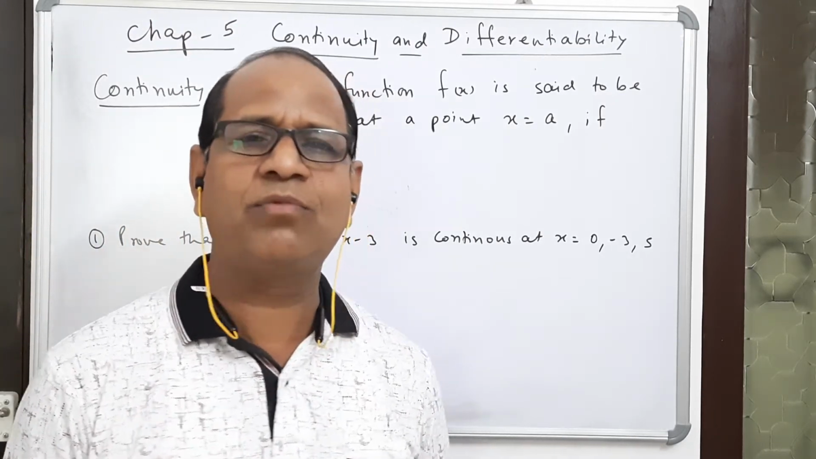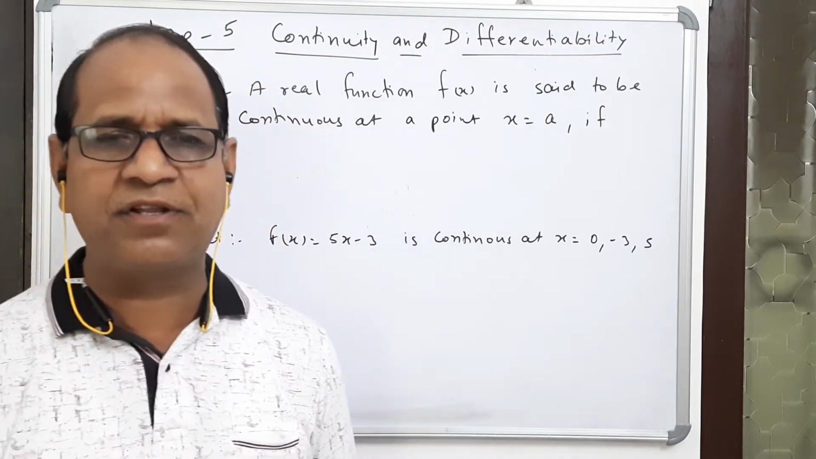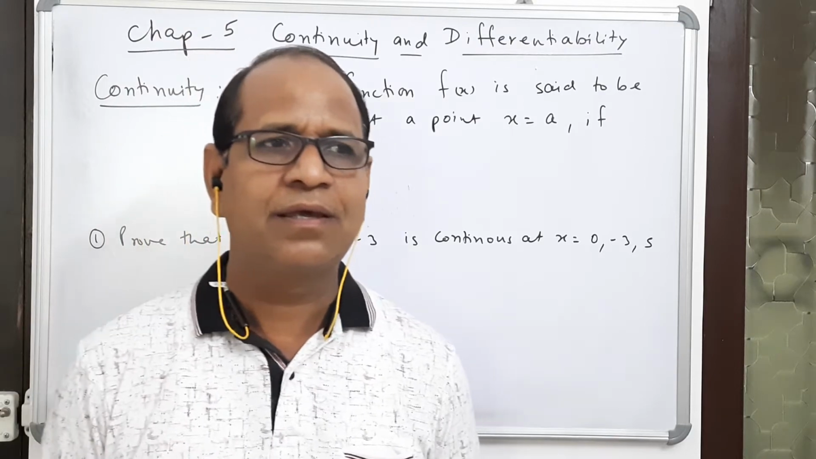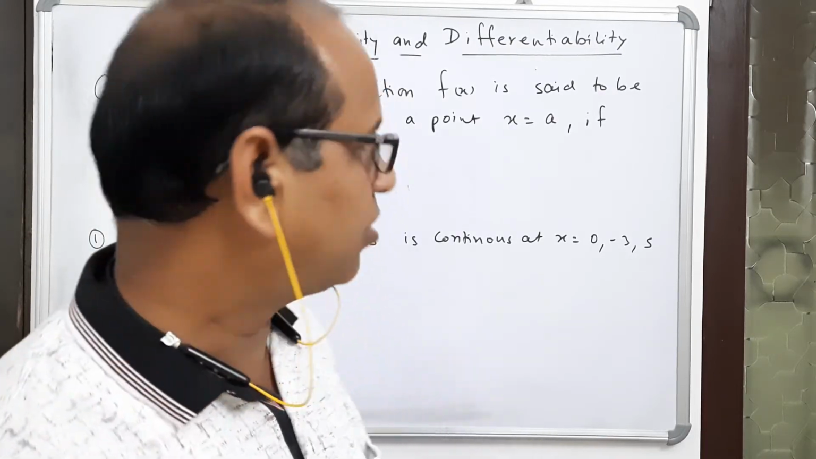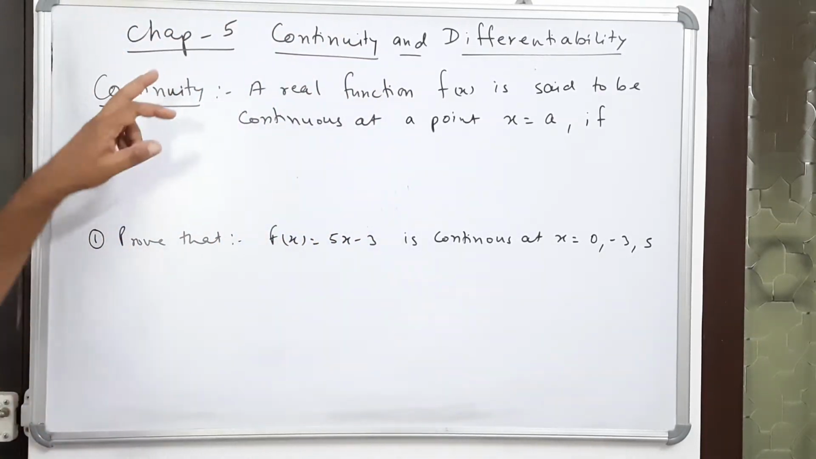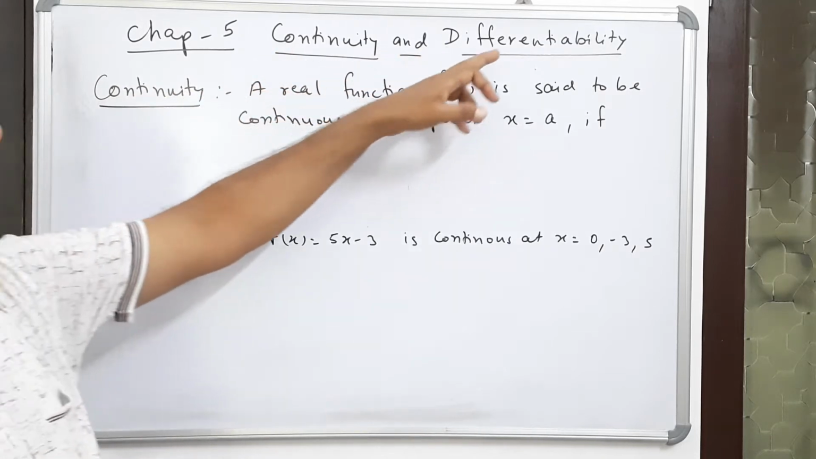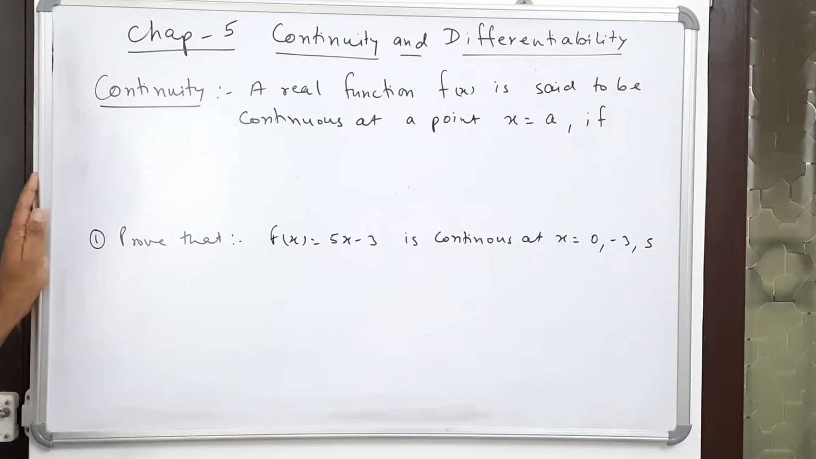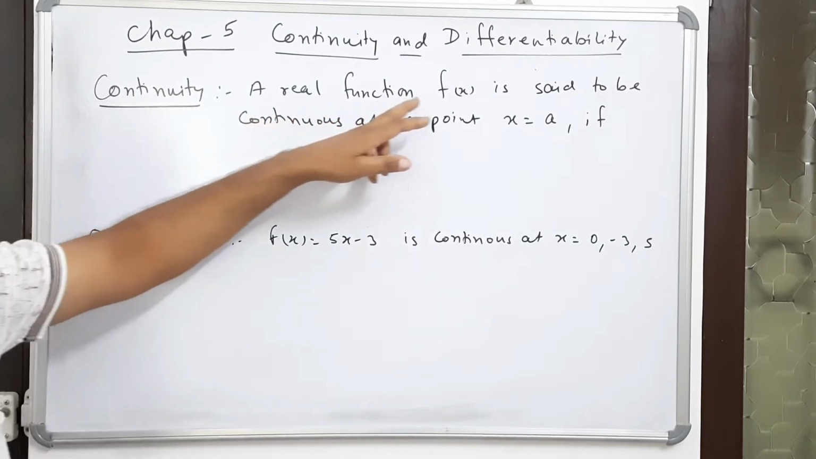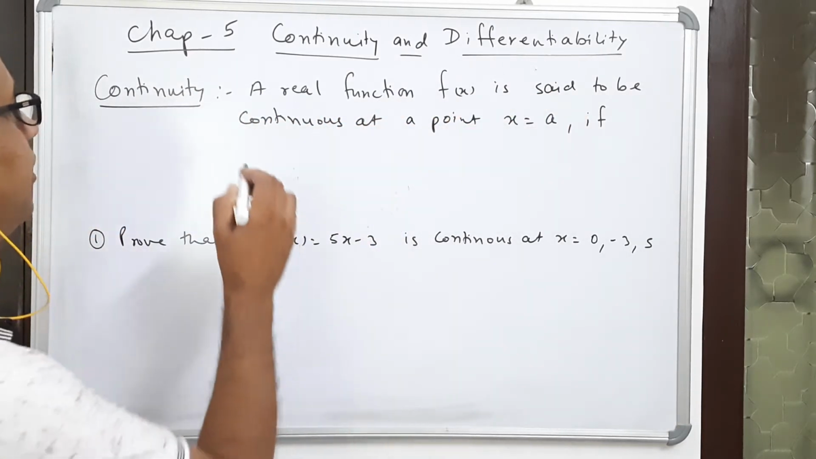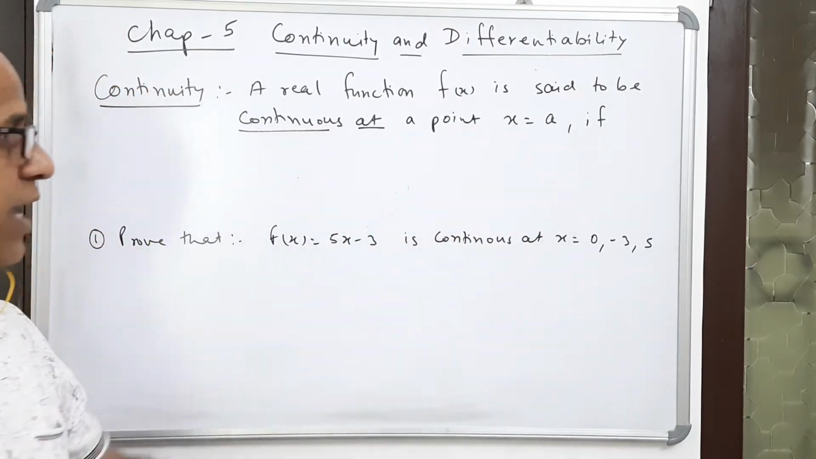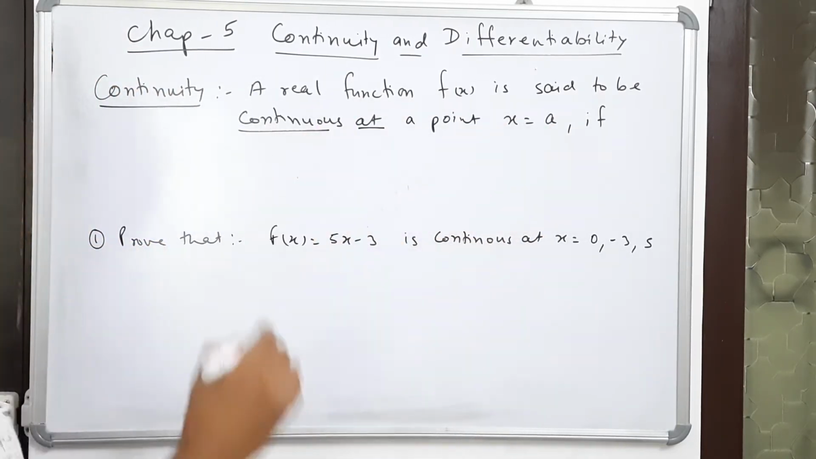At the same time, you are supposed to revise the differentiation, limit and derivative which you have read in class 11. Now, the name of the chapter is Continuity and Differentiability. Today we will talk about continuity. What is the meaning of continuity? A real function f(x) is said to be continuous at a point x equals a if what?